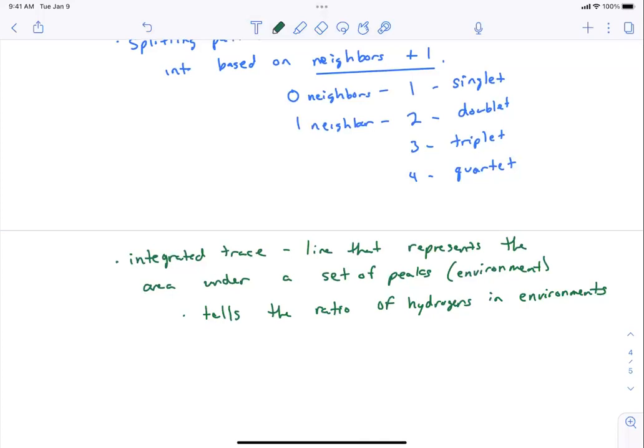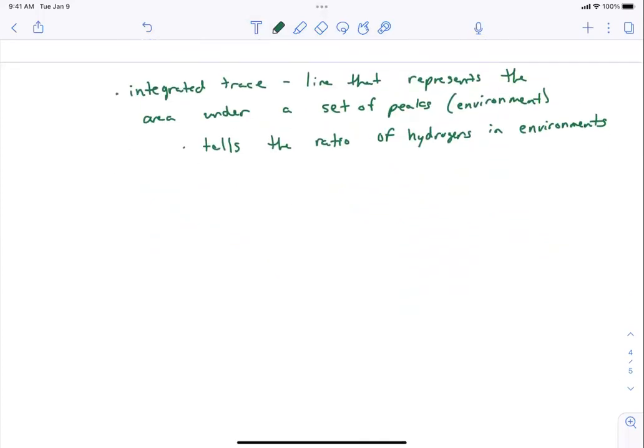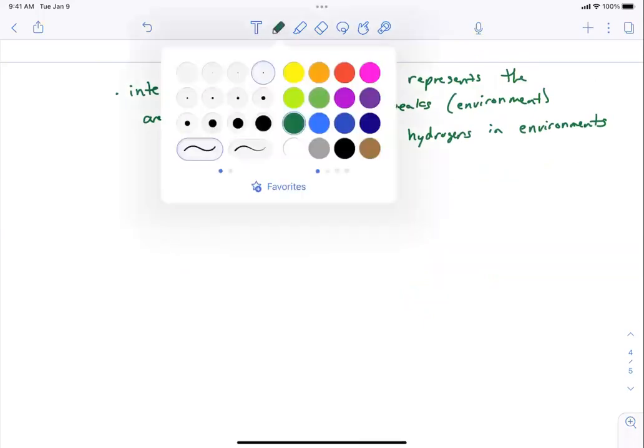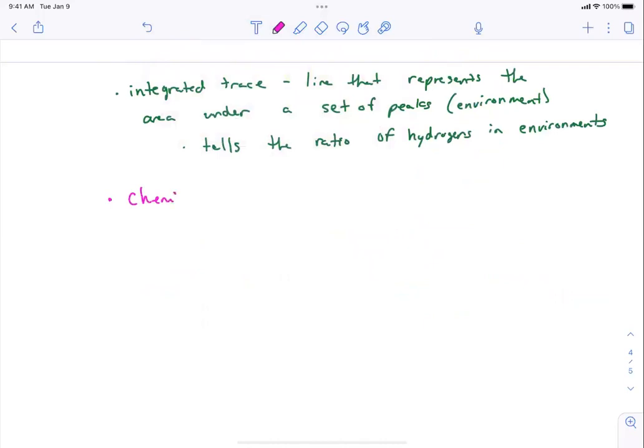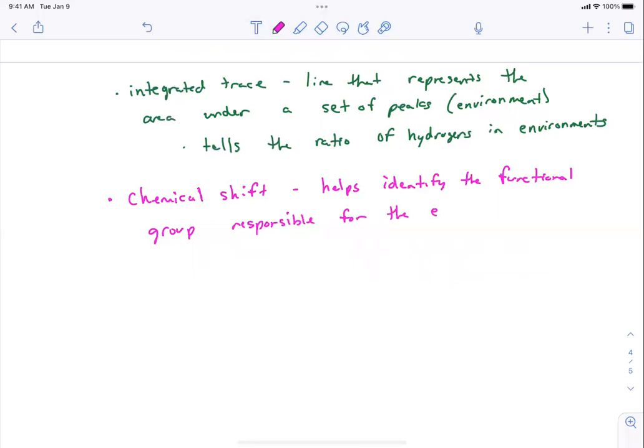Now, last term. Wait, really? Yes. Well, actually, I guess there is one more term after that, but this is the last major term. Chemical shift. Okay. The chemical shift helps identify the functional group responsible for the environment. So there's a whole table of chemical shifts in your data booklet that help you tell what kind of environment you're going to be present in.